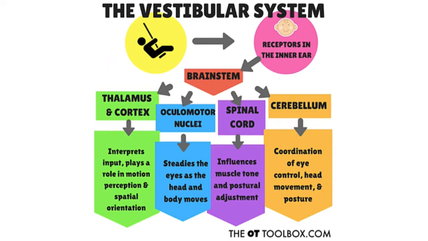The spinal cord influences muscle tone and postural adjustment. The oculomotor nuclei steady the eyes as the head and body move. And then the thalamus and cortex interpret input and play a role in motion perception and spatial orientation.